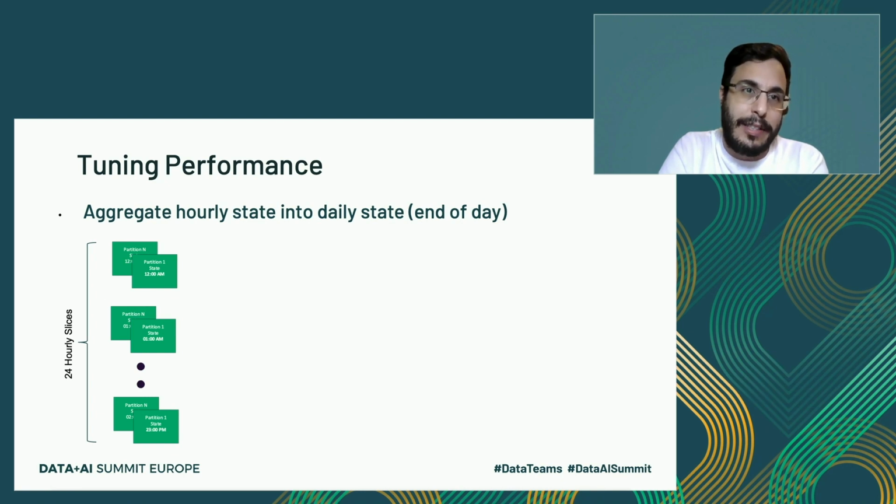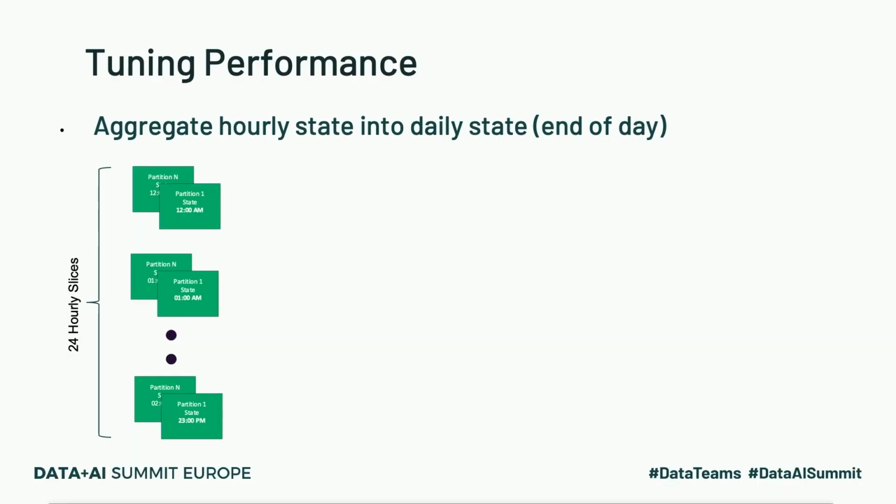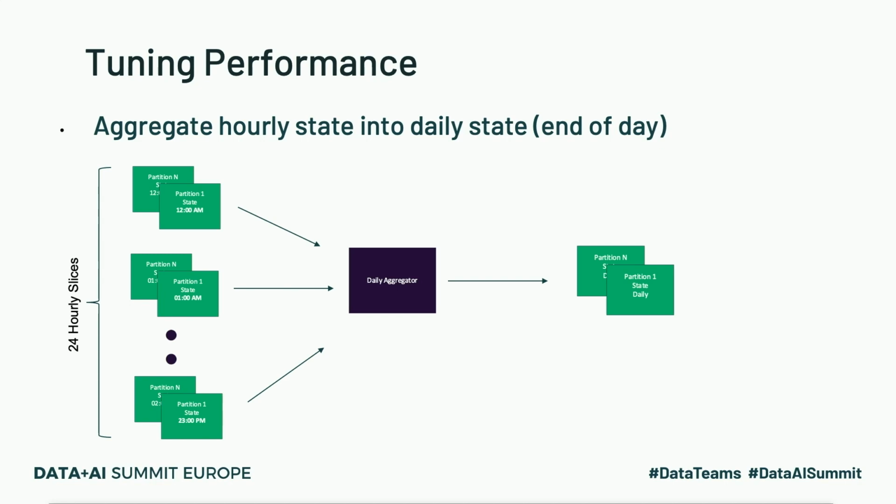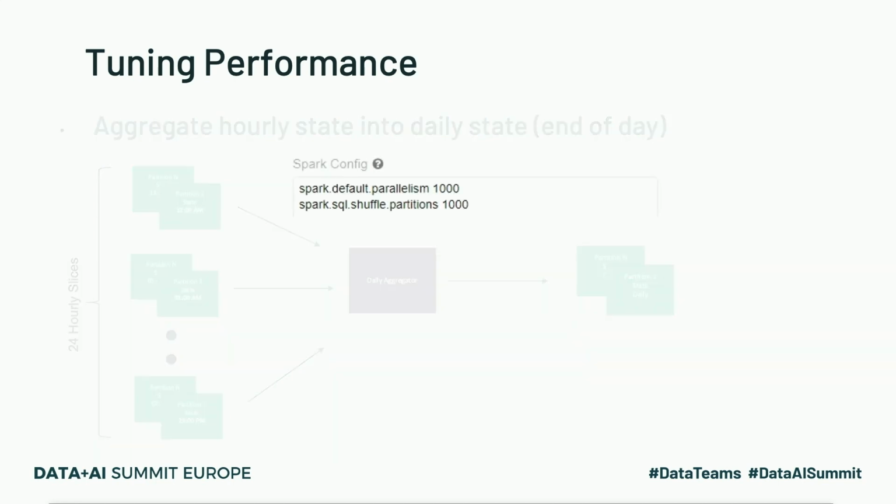So what we decided to do, we created a daily process that aggregates the hourly slices into one daily stream. So we added a daily aggregator, and then we produce once a day the daily stream, and this led us to improvement in some of our analytics.